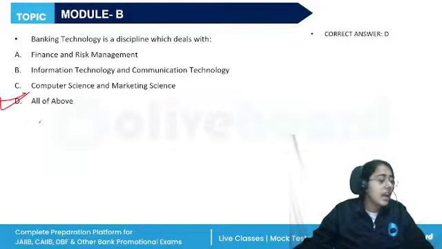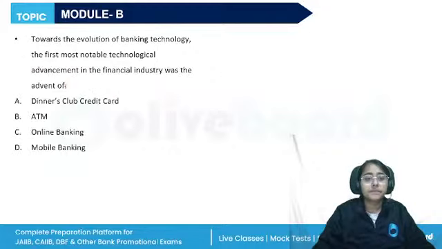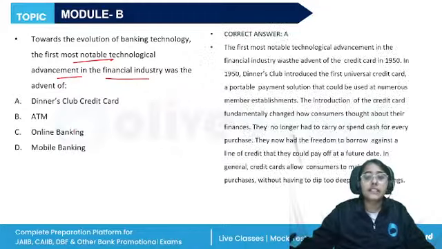We have already seen how banking technology is employed for finance and risk management, ICT, and computer science. Next, towards the evolution of banking technology, the first most notable technological advancement was Diners Club credit card, ATM, online banking, or mobile banking. So the correct answer is Diners Club. Introduced when? In 1950, and it was the first credit card.